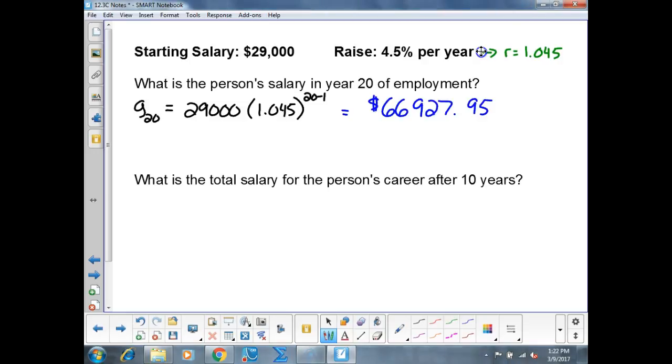Alright, what is the total salary for the person's career after 10 years? So now we're talking total salary. What does total salary mean? Because it's not rounded to the nearest cent. Okay, so total salary means what again? Sum. So we're talking the sum here of the first 10 years. So that's S sub 10 is going to equal what?